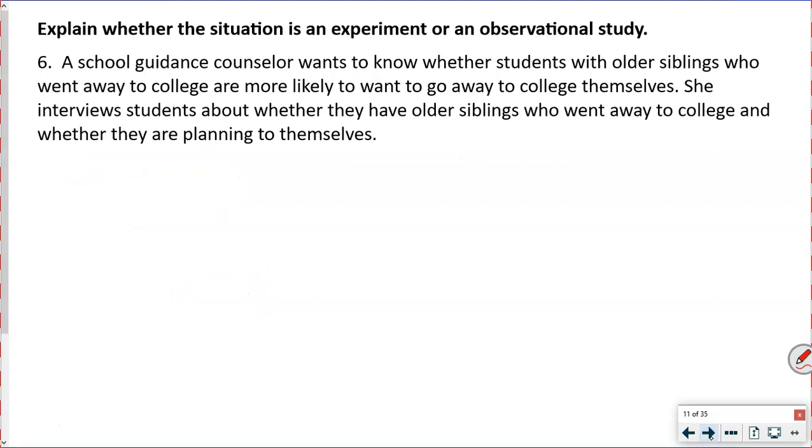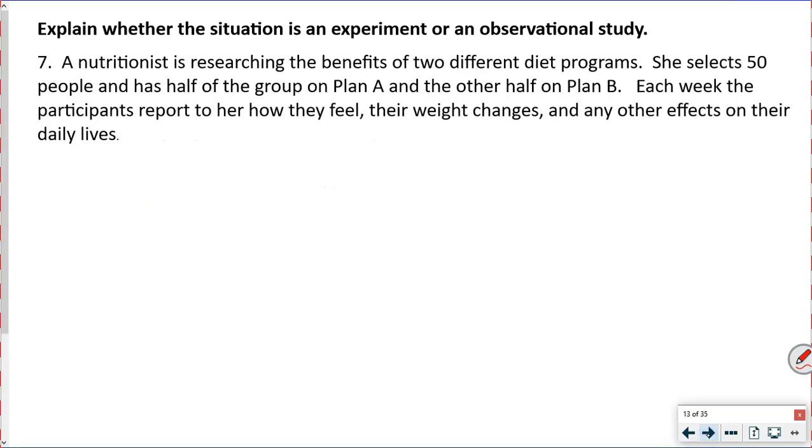All right, so number 6 is explain whether the situation is an experiment or an observational study. A school guidance counselor wants to know whether students with older siblings who went to college are more likely to want to go away to college themselves. She interviews students about whether they have older siblings who went away to college and whether they are planning to themselves. So this would be an observational study because there was no control group, okay? So there weren't some that did some and some that didn't, okay? So that's really the key here.